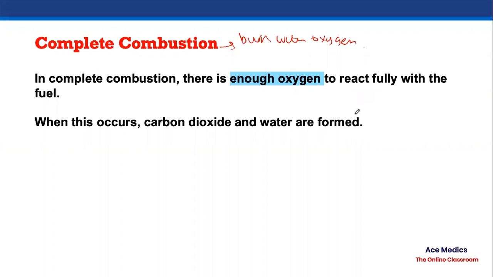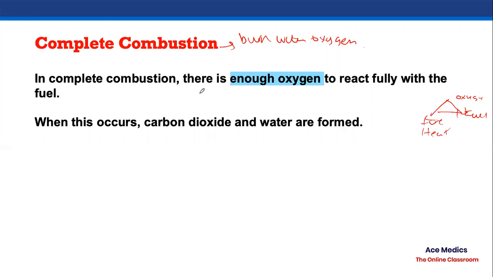Heat. Excellent, good, yeah. So that was the 3 aspects of our fire triangle, okay? So you had heat, oxygen, fuel. Sorry, fuel. Okay, so combustion is already burning with oxygen.